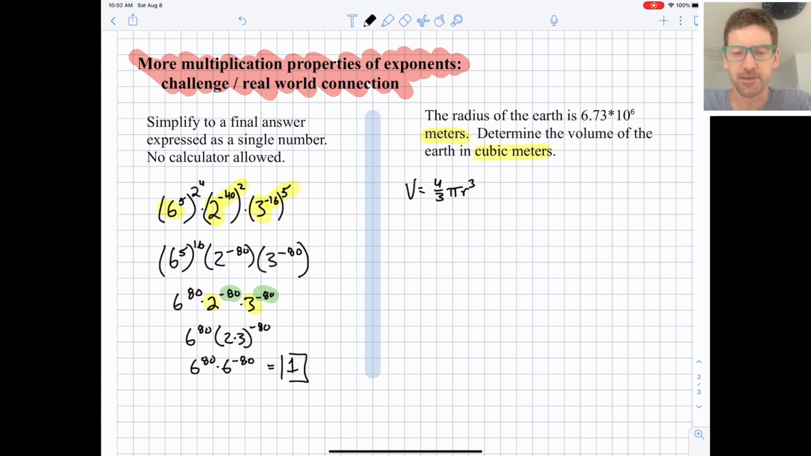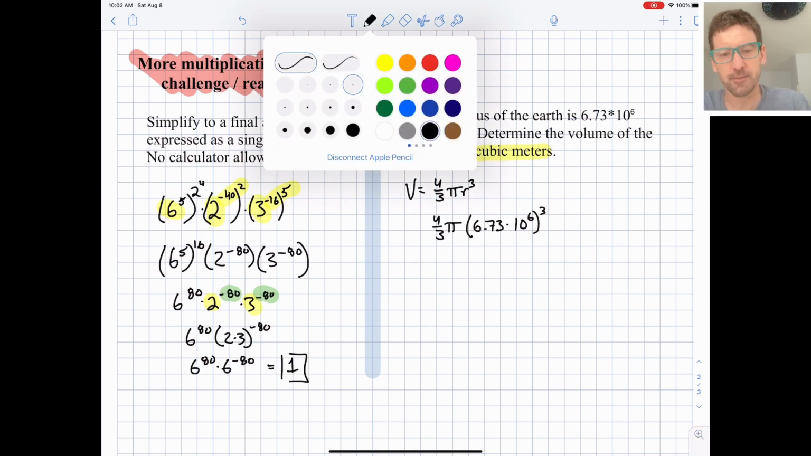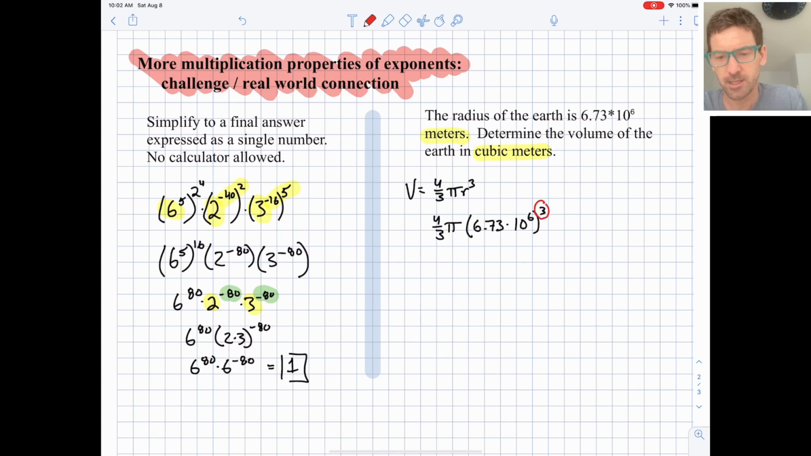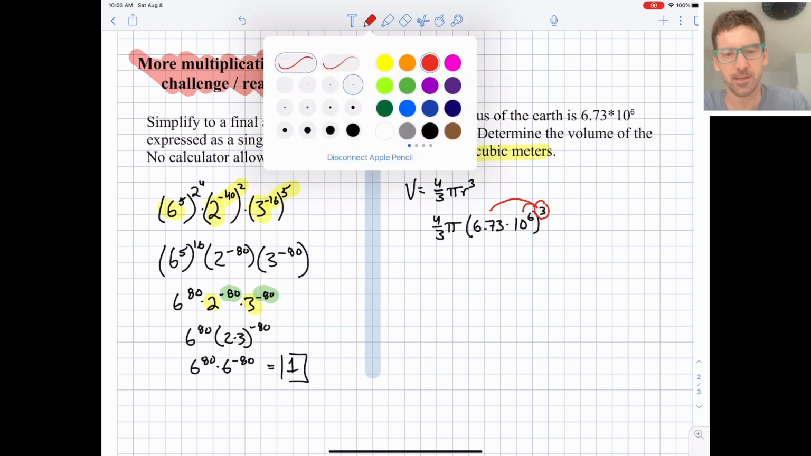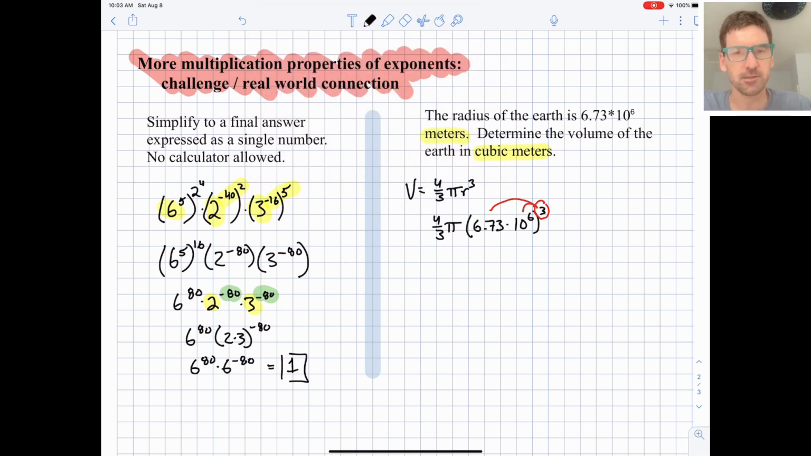Okay, so let's just plug stuff in. I think we can do it. So we're going to get 4/3 pi times 6.73 times 10 to the 6th, cubed. So remember, this cubed is applied to both pieces inside the parentheses. We're going to cube both pieces in there. Kind of like the distributive law, but don't officially think of it as a distribution. We're just applying the exponent to both pieces. So we have 4/3 pi times 6.73 cubed times 10, that's going to be 10 to the 18th right there.